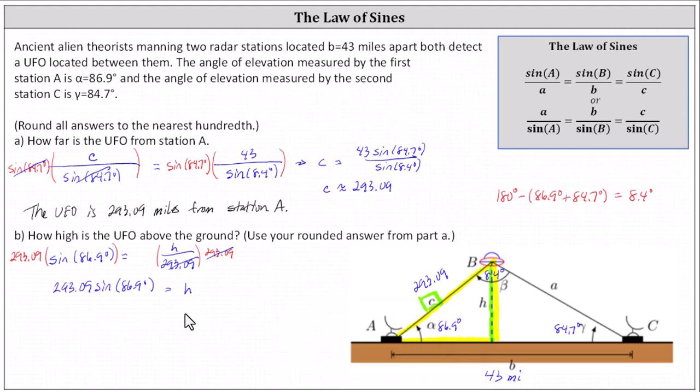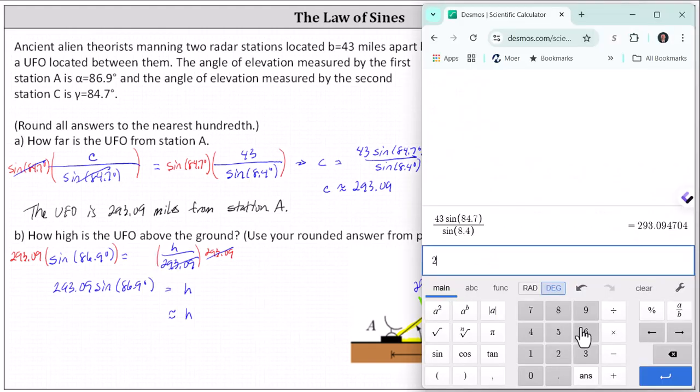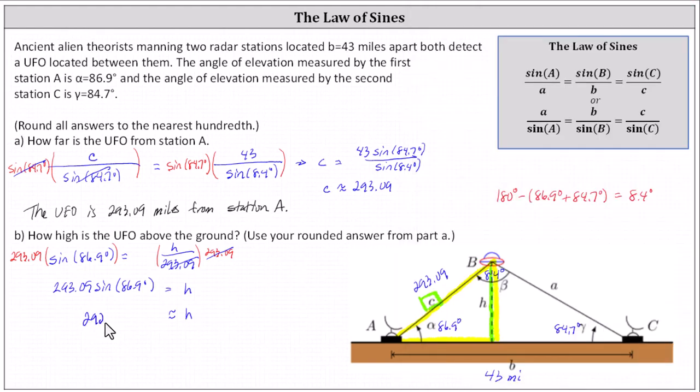And now we go back to the calculator, and again we're going to round to 2 decimal places, or the hundredths place value. H is approximately 292.66, which indicates the UFO is 292.66 miles above the ground.